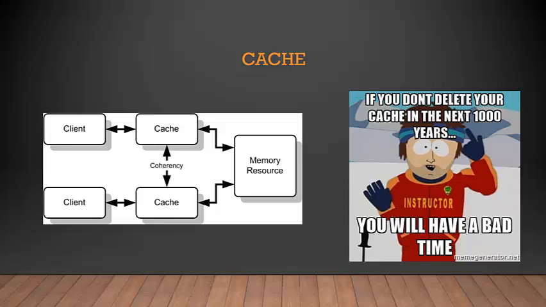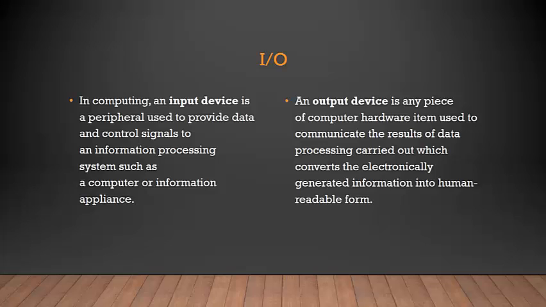Now, input and output. In computing, an input device is a peripheral used to provide data and control signals to an information processing system such as a computer or information appliance. An output device is any piece of computer hardware used to communicate the results of data processing carried out, which converts the electronically generated information, ones and zeros, into human-readable form.